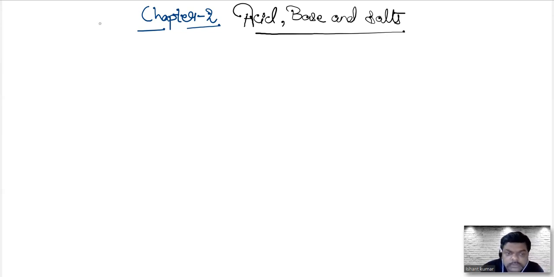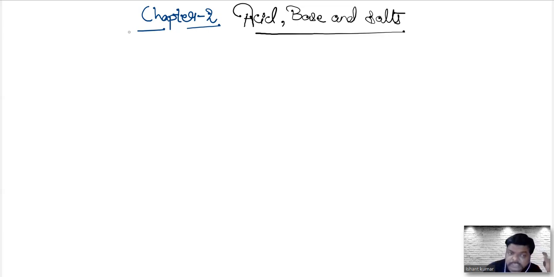In the previous classes we have studied about the pH scale, what the pH scale is, and how it helps us to classify acids and bases. On the basis of the pH scale only, we have classified the acids and bases as weak acids, strong acids, weak bases and strong bases. Then we have also studied the significance of the pH scale in our daily life.